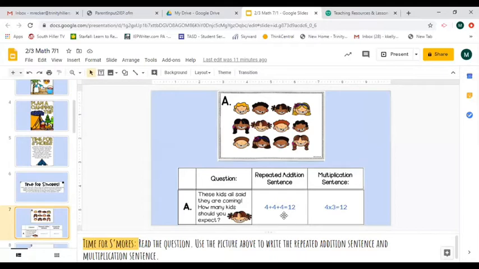And then if I wanted to turn that into a multiplication sentence, it would be 4 times 3 because there are 4 kids in 3 rows. So we have 12 kids coming to the bonfire.